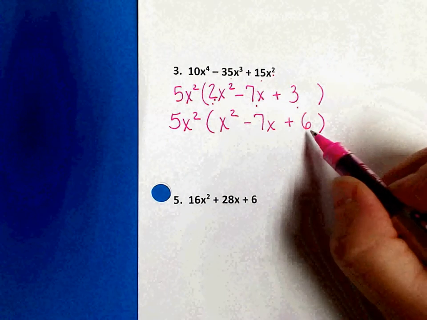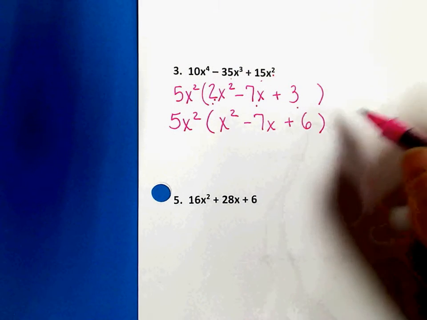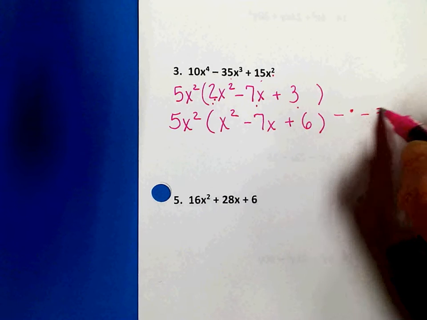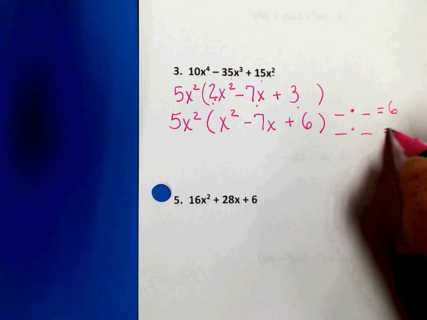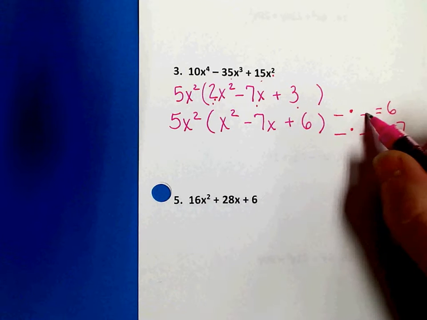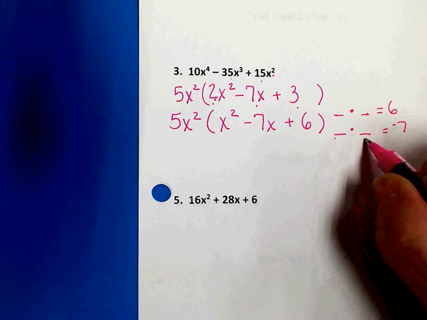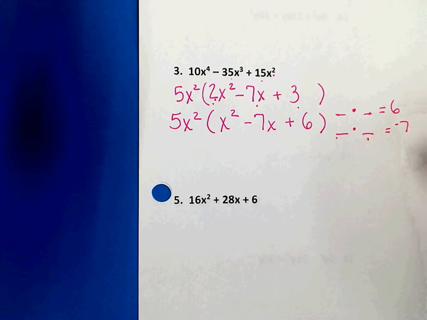Now I'm going to find factors that multiply to make 6, but at the same time they add up to negative 7. So the answers in these blanks have to be the same as the answers in these blanks and make both of these statements true.